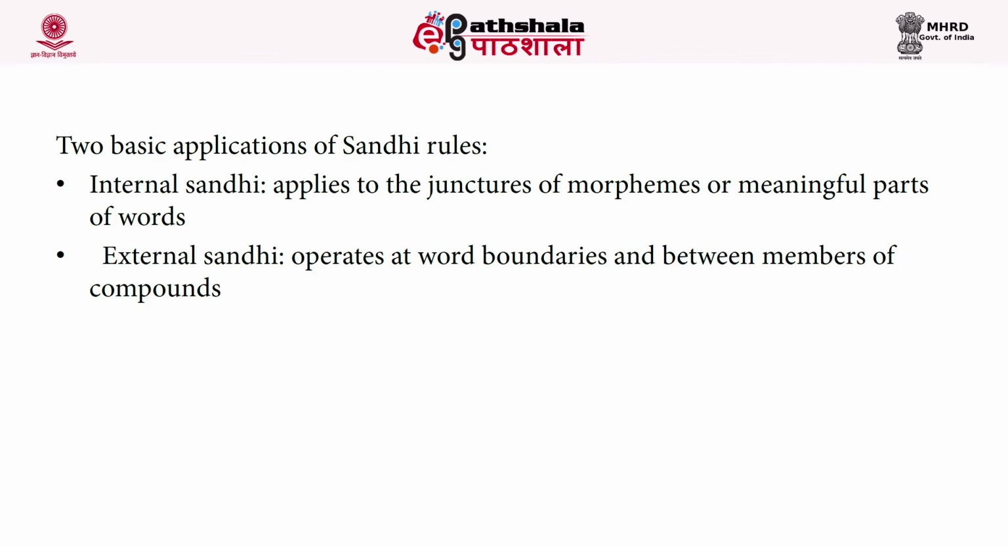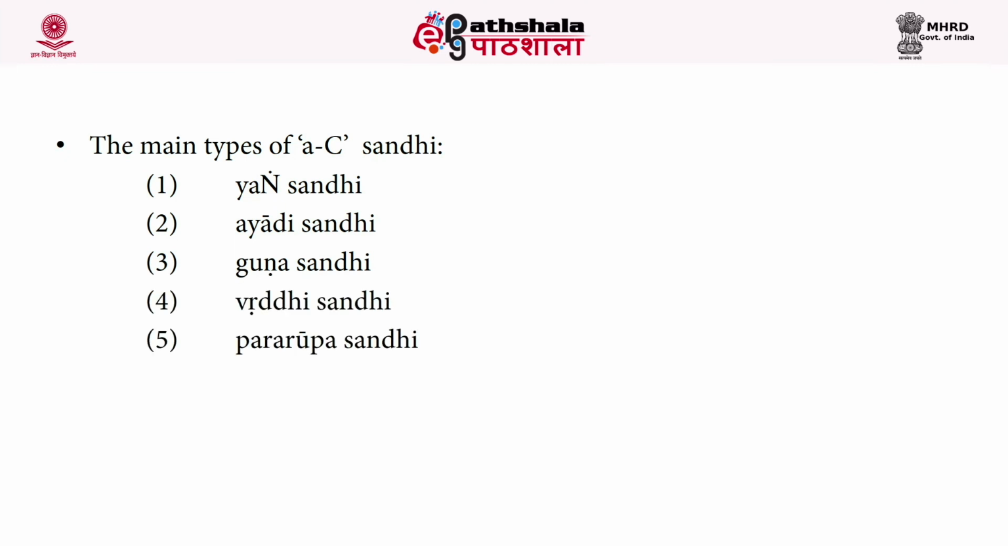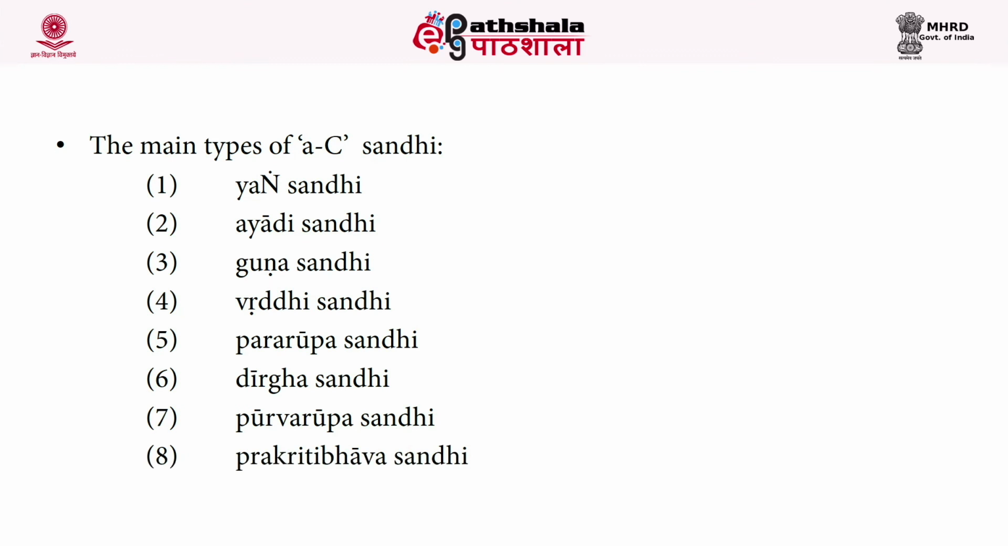To be able to read and understand a Sanskrit sentence, it is essential to get familiarized with the rules of sandhis. We shall here discuss the main types of Ach Sandhi, and these are: first, Yan Sandhi; second, Ayadi Sandhi; third, Guna Sandhi; fourth, Vriddhi Sandhi; fifth, Pararupa Sandhi; sixth, Dirgha Sandhi; seventh, Purva Rupa Sandhi; and eighth, Prakriti Bhava Sandhi.